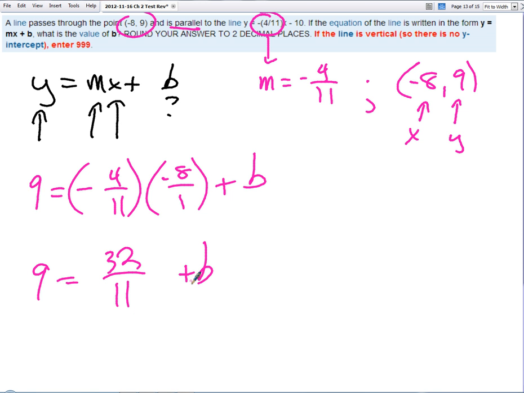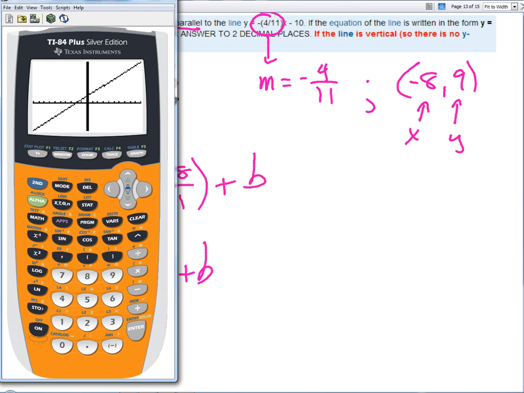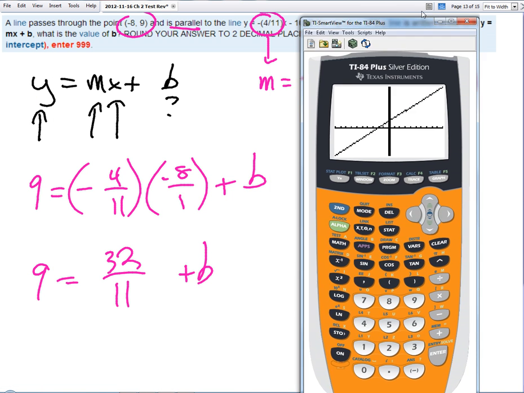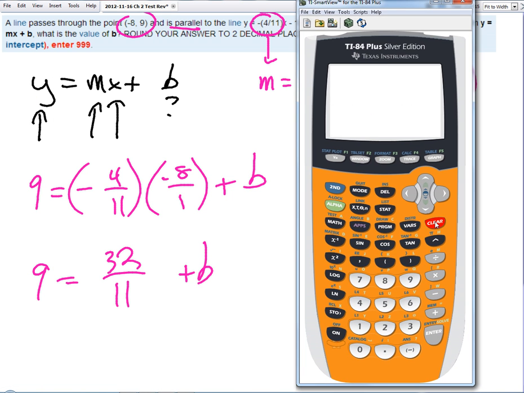So my answer then, it just wants a decimal. So I'm just going to go on to any calculator. It doesn't have to be a graphing calculator and just do 9 minus. And then if I want to treat a fraction like a number, what's my trick? Put it in parentheses. So 9 minus 32 elevenths. And that's it. Okay? Make sense?